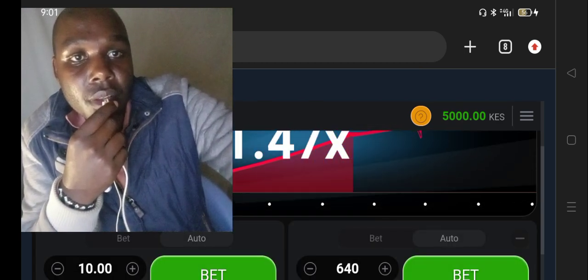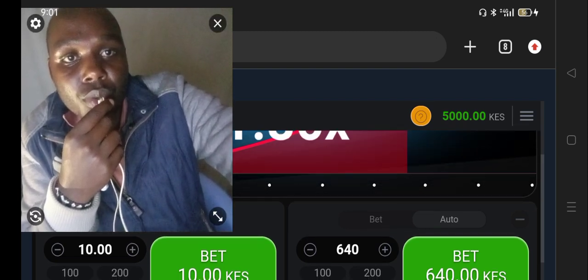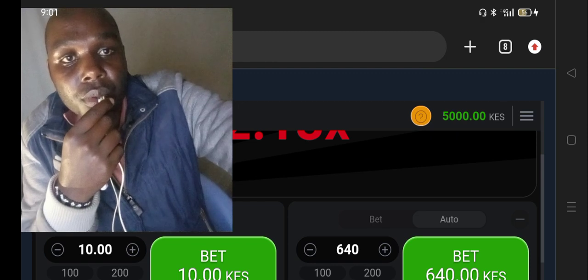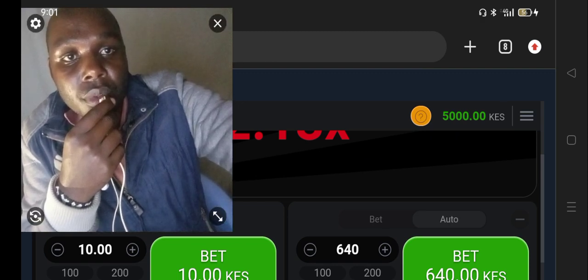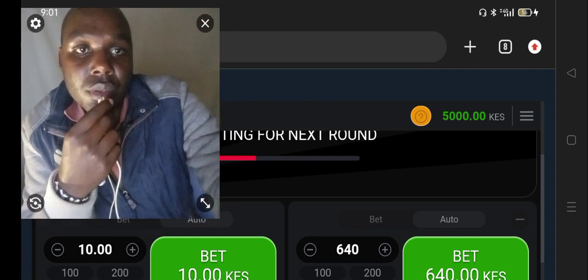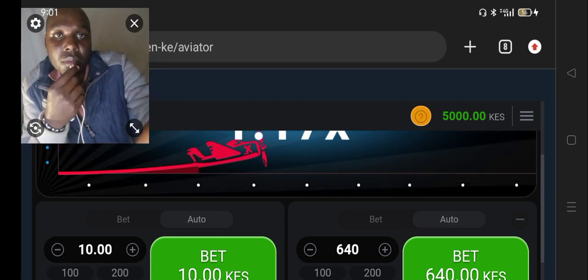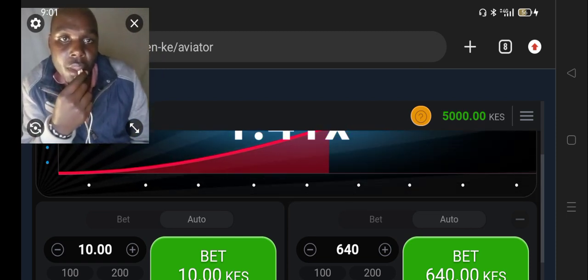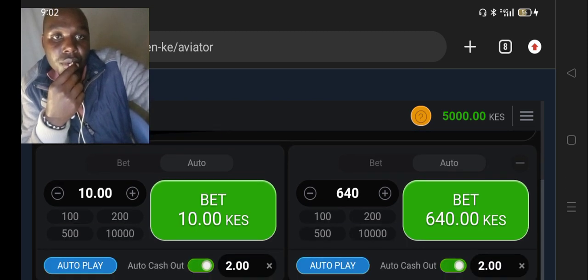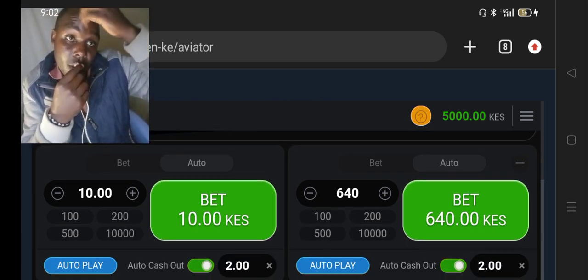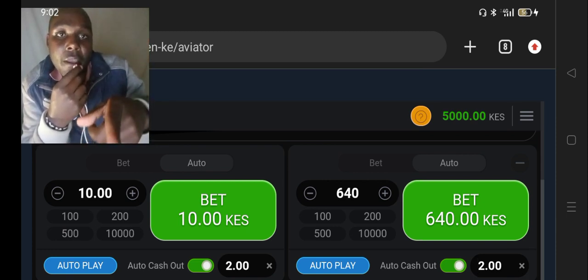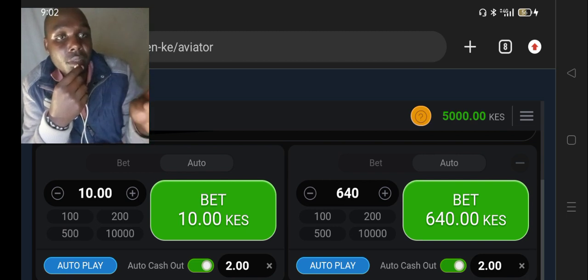As you can see on my screen, I've set my bet to auto cash at 2.0. Sorry guys, I'm trying to reduce my image a bit so that you can see. You can see there we have auto cash set at 2.00, and you can also see we have two betting sites, this bet and then the other one over there.